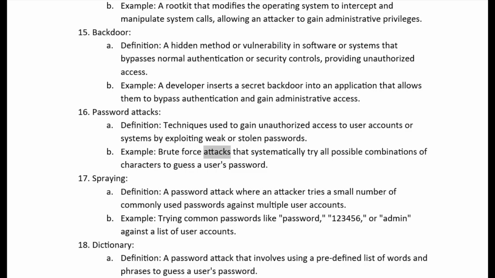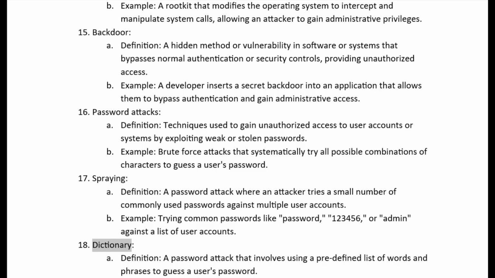Example: brute force attacks that systematically try all possible combinations of characters to guess a user's password. Spraying. Definition: a password attack where an attacker tries a small number of commonly used passwords against multiple user accounts. Example: trying common passwords like password 123456 or admin against a list of user accounts.